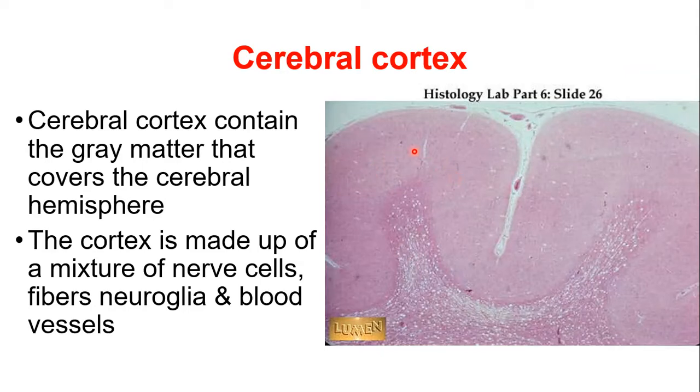Nerve cells are supported by the neuroglial cells, and you can see this is the pia mater. This space and this outer covering is the pia mater, and this outer layer is known as the cortex, which is grey matter, and this inner layer is the white matter.